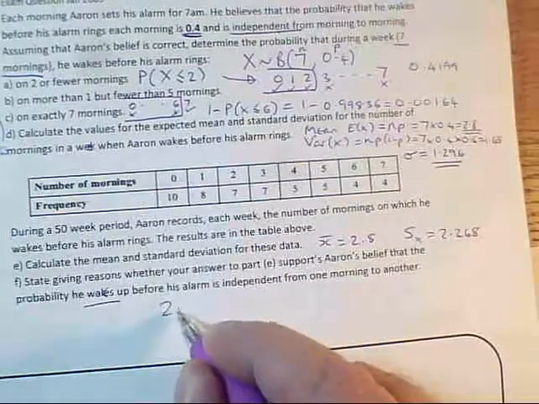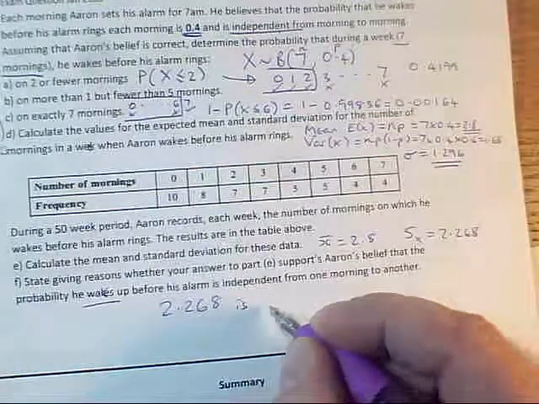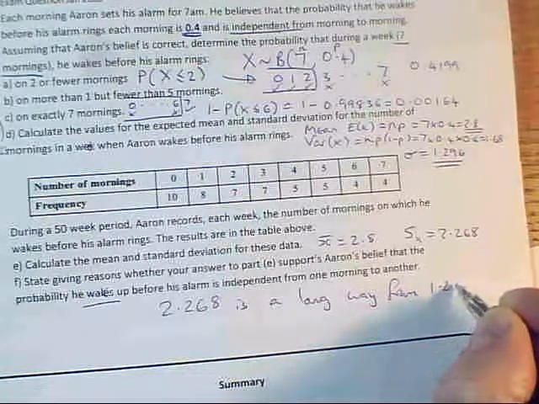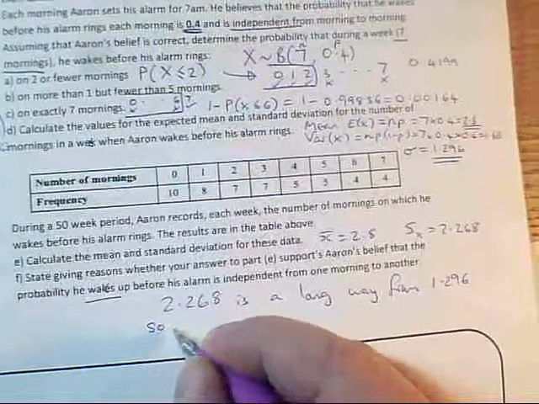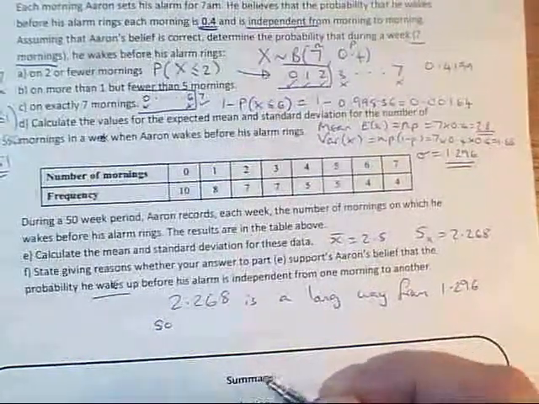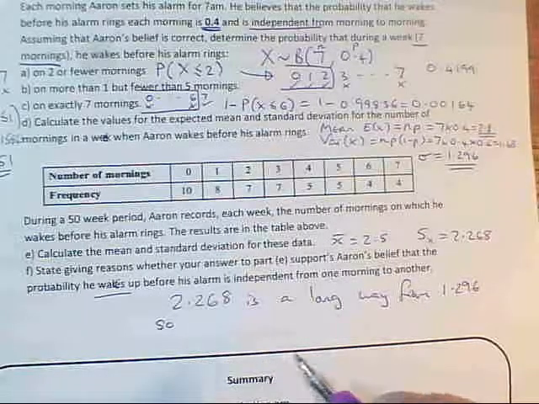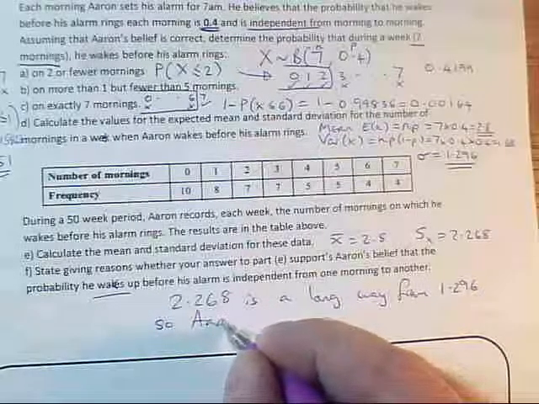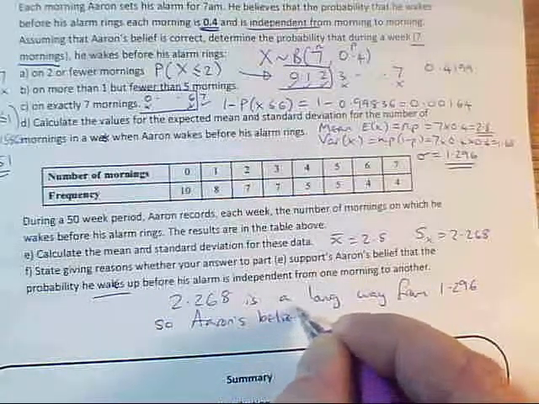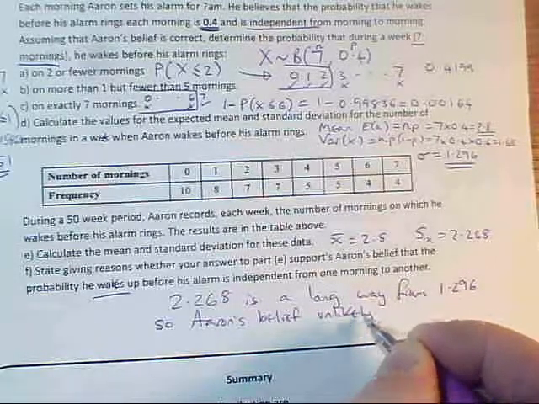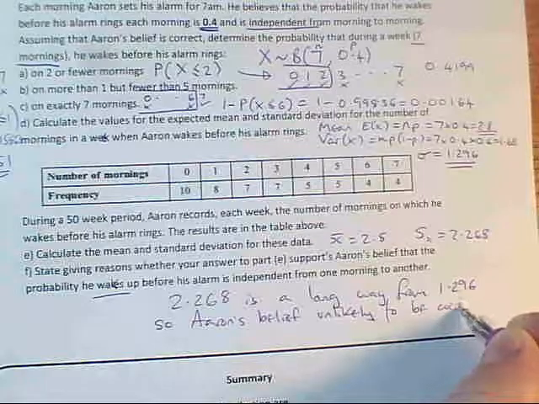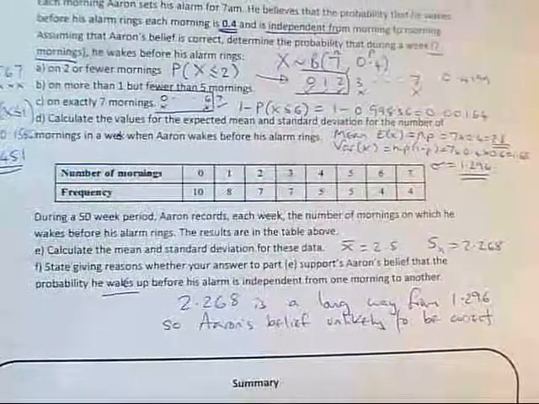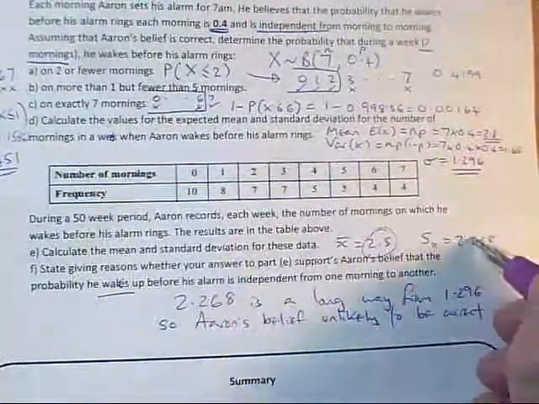So we're going to say 2.268 is a long way from 1.296. So, well, we could say probably it's not a binomial distribution, but we're going to cut to the chase and say we think it is unlikely that his belief is correct. So Aaron's belief is unlikely to be correct, because if it was correct, if it really was independent, then the binomial model should be a lot better than it seems to be. It would be a better match to these observed numbers from the data.